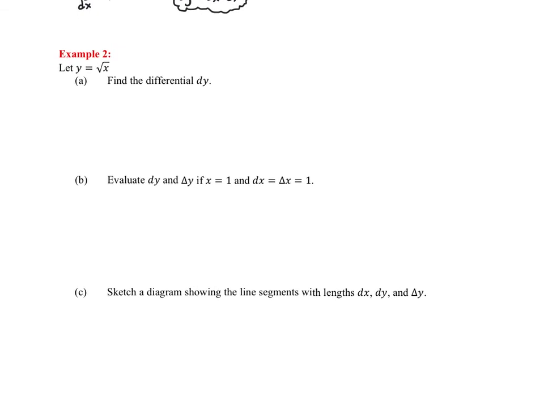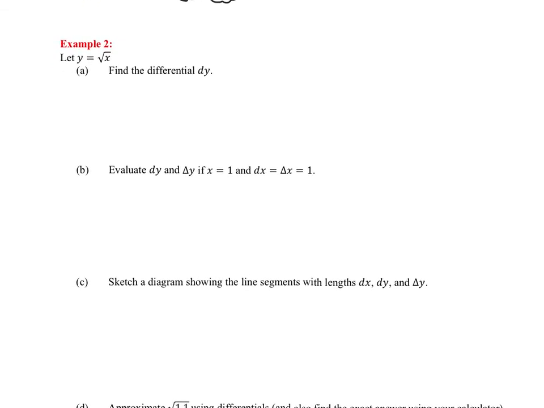Example 2, let y equals the square root of x. Find the differential dy. Well, dy dx, at this point, the derivative of square root of x should be your buddy. There it is. So dy, our approximate change in y from one x value to another, should equal 1 over 2 root x times the change in x.